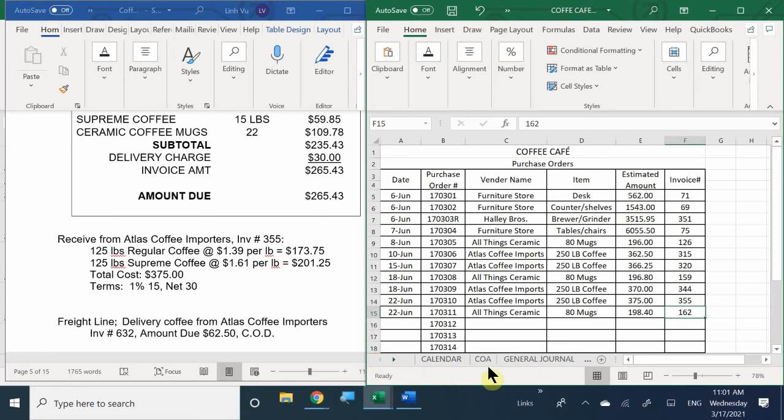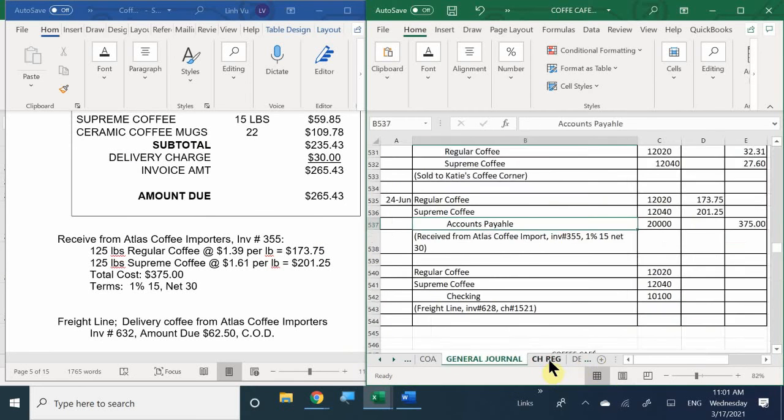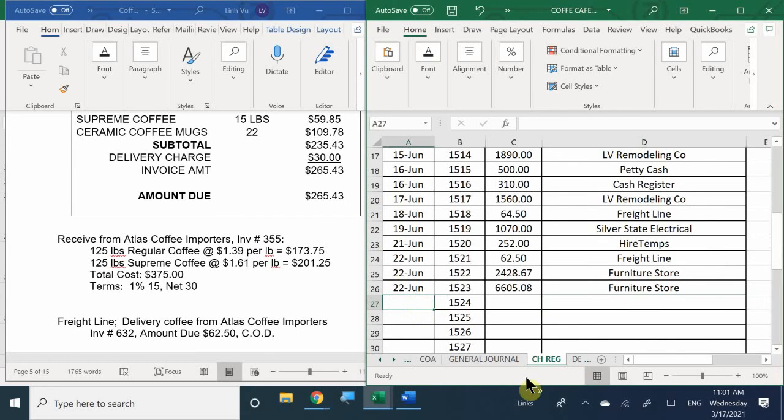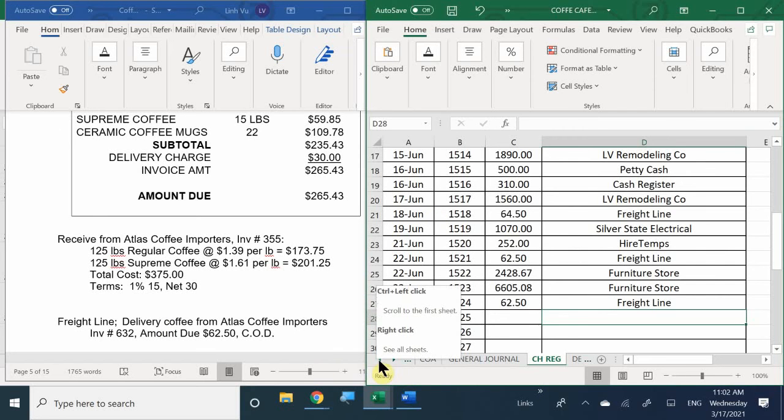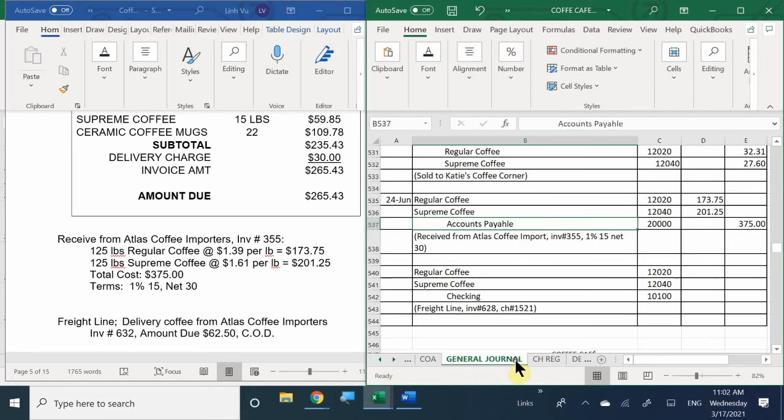Okay. So here we are. I'll go ahead and write that check out to Freightlines. So on the 24th, how much was the amount due for? 62.50. You were making a payment to Freightlines. Okay. So now this is 1524, my check number. So now I'm going to journalize it.